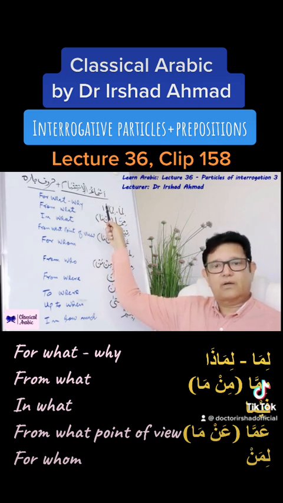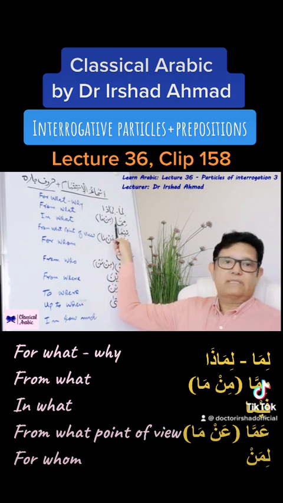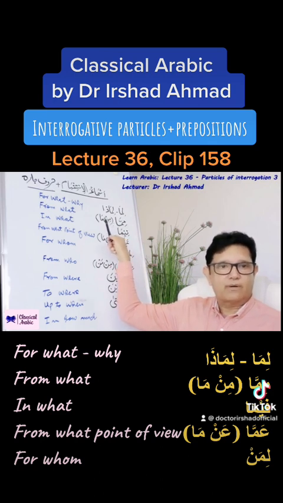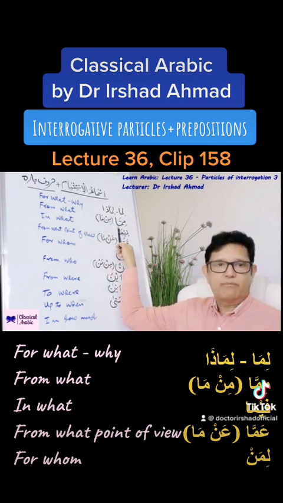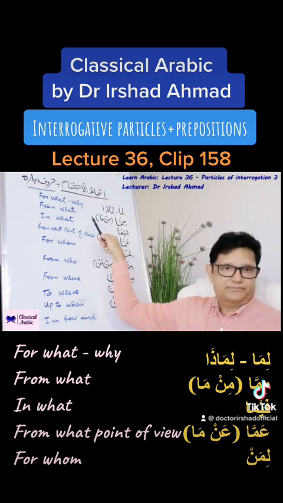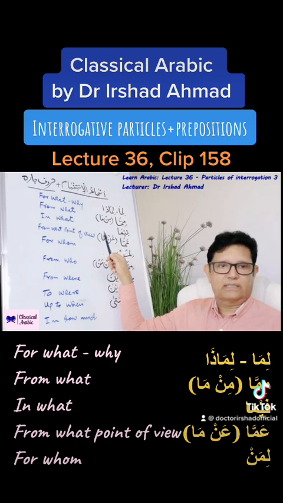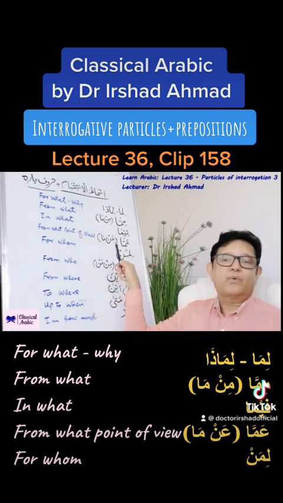For what? Why? Similarly, mimma is basically min ma. Min means from, ma what. So mimma, when we combine it, we read it like mimma. So mimma, from what? Fima, in what? Amma, from what point of view?